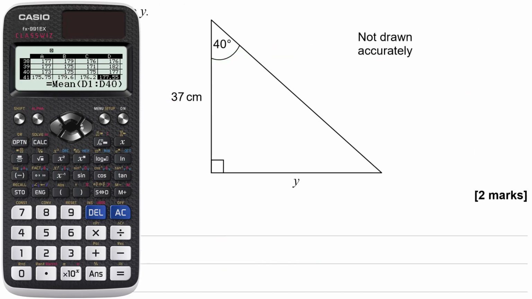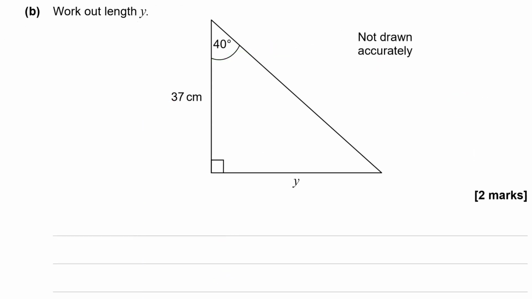Next, I need to find length y down here. Now again, I've been given another side and an angle. So again, it's a trigonometry question. So I'm going to label up the sides like before. So this is my given angle. So this one is the adjacent and this one is the opposite. This is the hypotenuse over here. I'm not going to use either of those today.